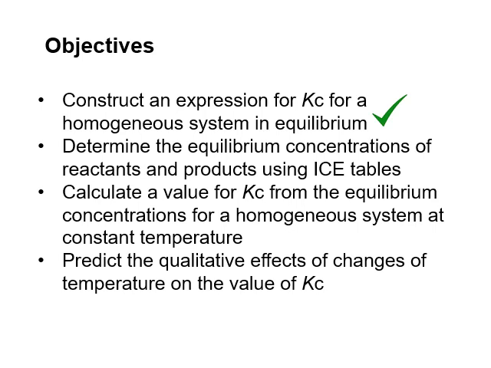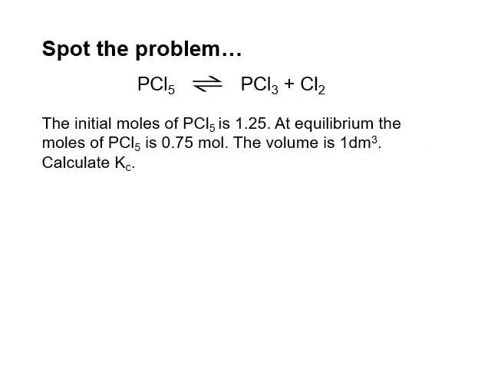Okay, so we've now got some idea what Kc is, and we can construct expressions for Kc for homogeneous systems in equilibrium. We now need to look at equilibrium concentrations and values of Kc. So, if we look at this example here, the initial moles of PCl5 are 1.25. At equilibrium, the moles of PCl5 is 0.75. The volume is 1 decimeter cubed.